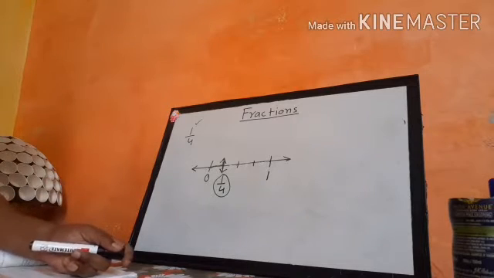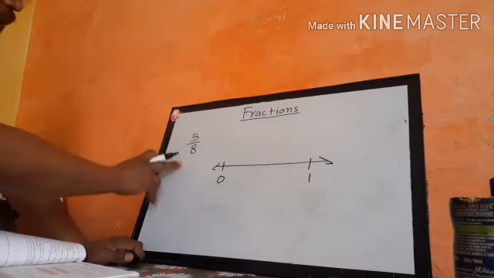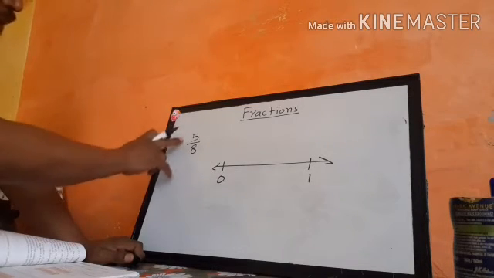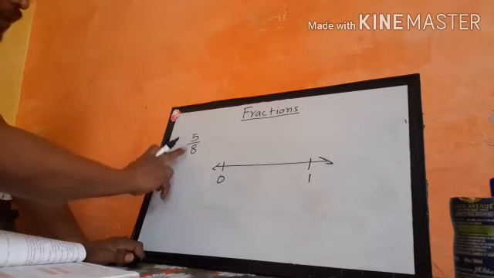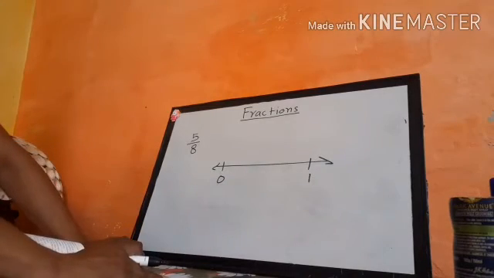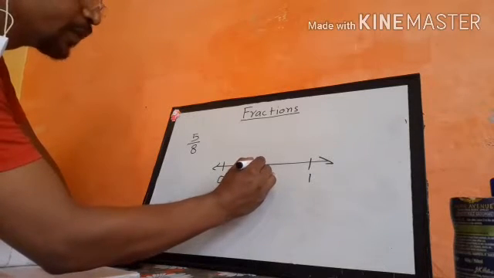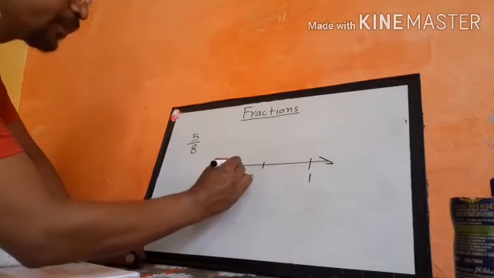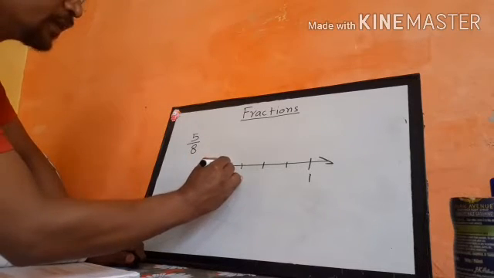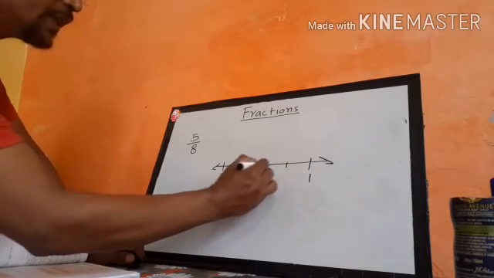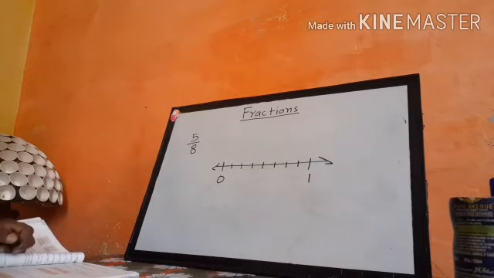Let's take one more example. I'm taking another example, 5 upon 8. Since it is also proper, its value will be less than 1. So take 0 and 1 on the number line and divide this gap into 8 equal parts. So 2 parts, 4 parts, 5, 6, 7 and 8 parts. I have divided it into 8 equal parts.